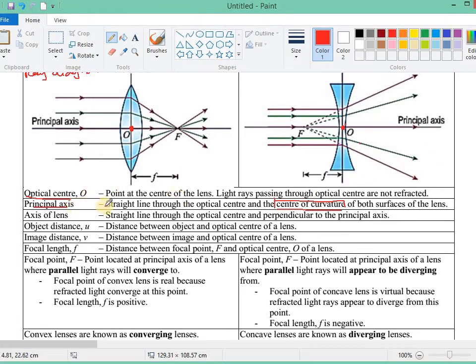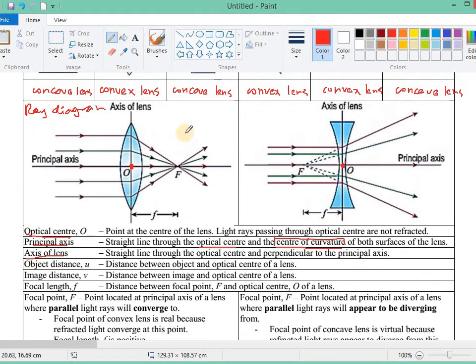Okay, so principal axis is a straight line through the optical center and the center of curvature of both surfaces of the lens. For the axis of lens, it is a straight line through the optical center and perpendicular to the principal axis. So this is the axis of the lens. This one, center here, is the axis of the lens. So 90 degrees: the axis of lens is 90 degrees with the principal axis.